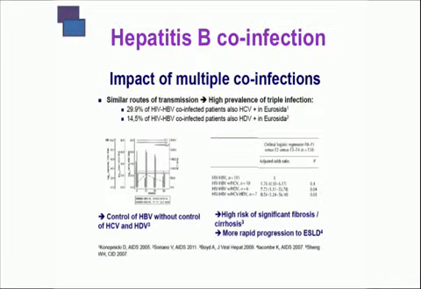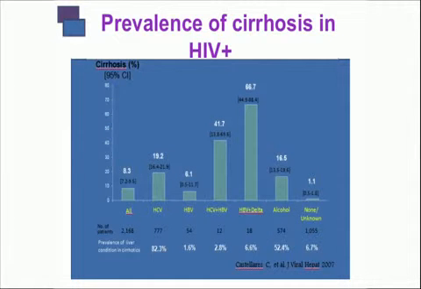So in 30% of the HBV co-infected patients, they are also infected with C, according to EuroSIDA, and 14% of the HBV co-infected patients are also infected with D. So it's not surprising that patients with multiple co-infections have a higher risk of significant fibrosis and cirrhosis and a more rapid progression to end-stage liver disease. This is a very well-known study from Castellares.